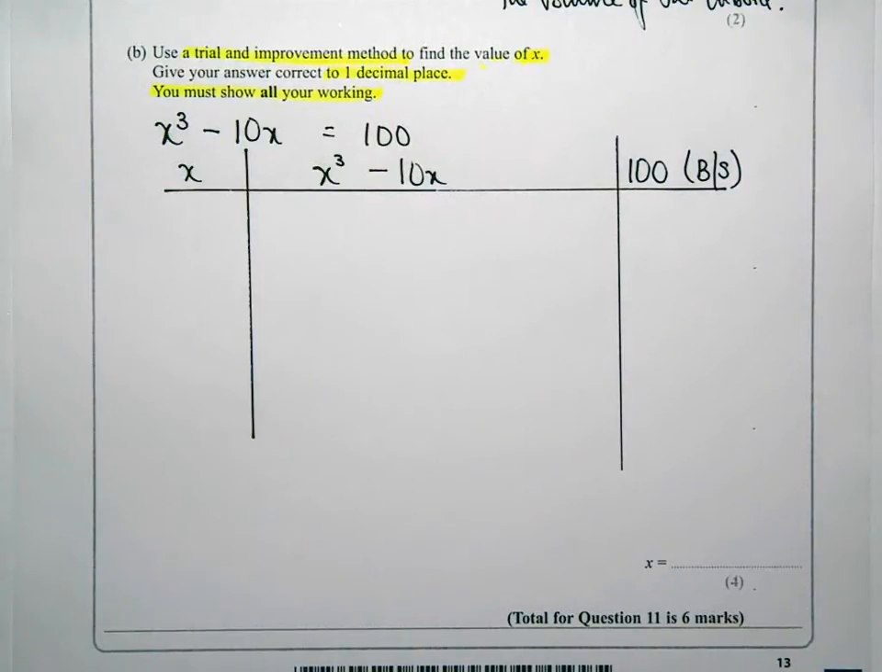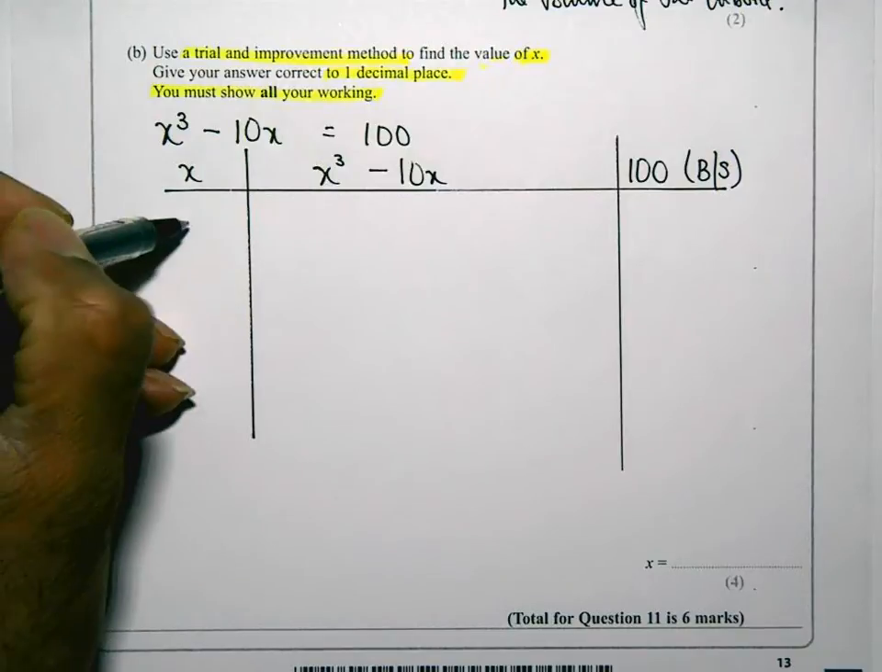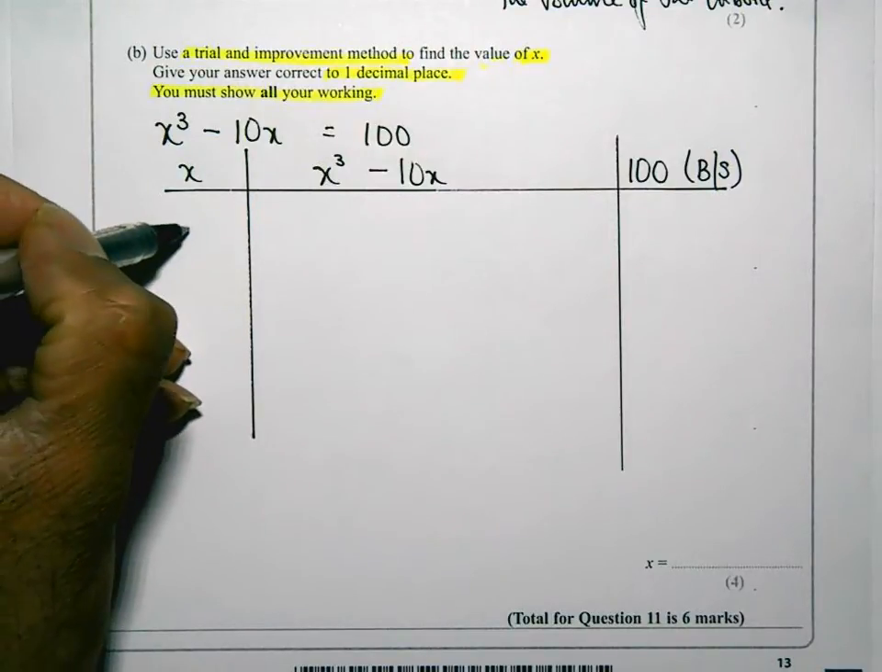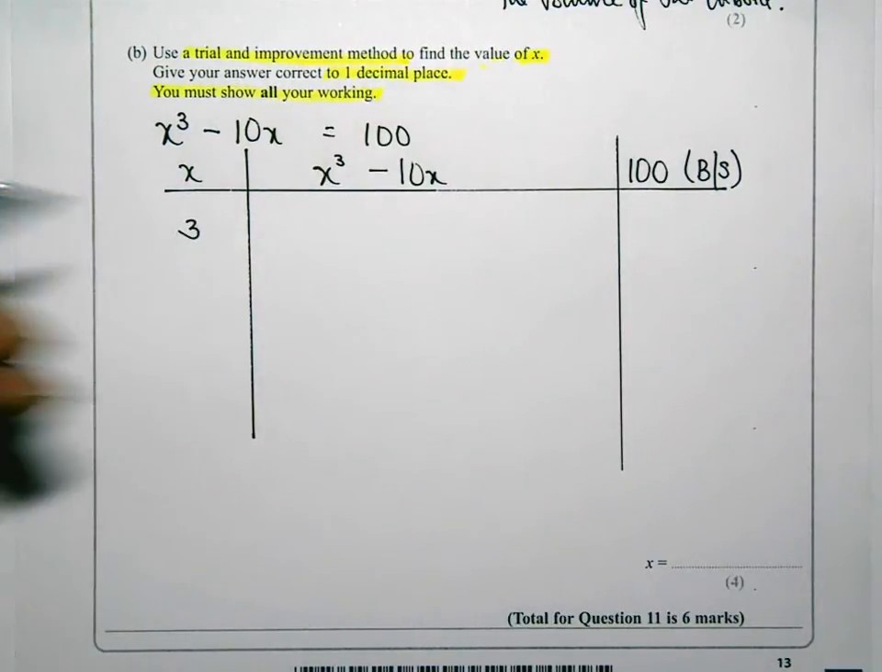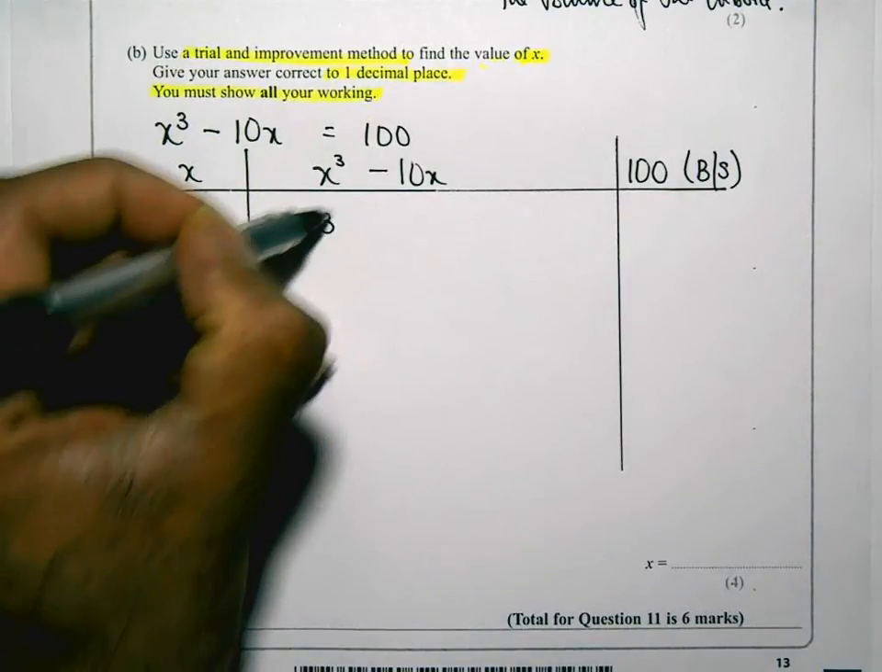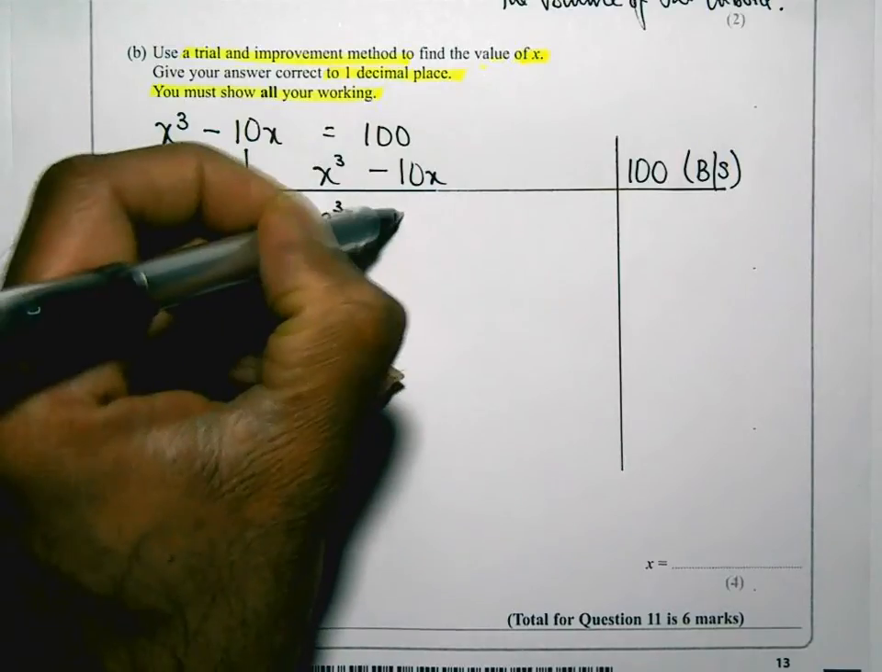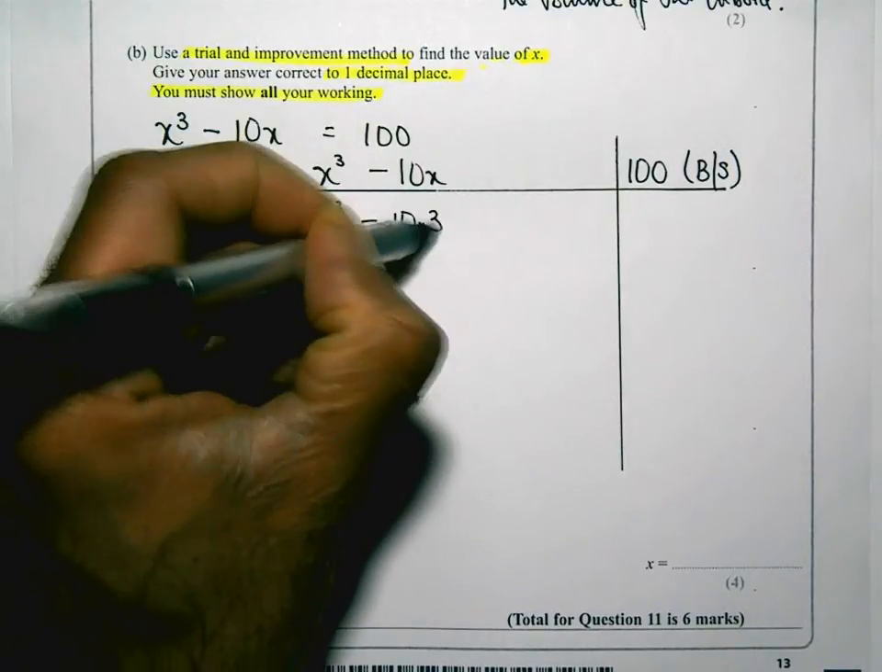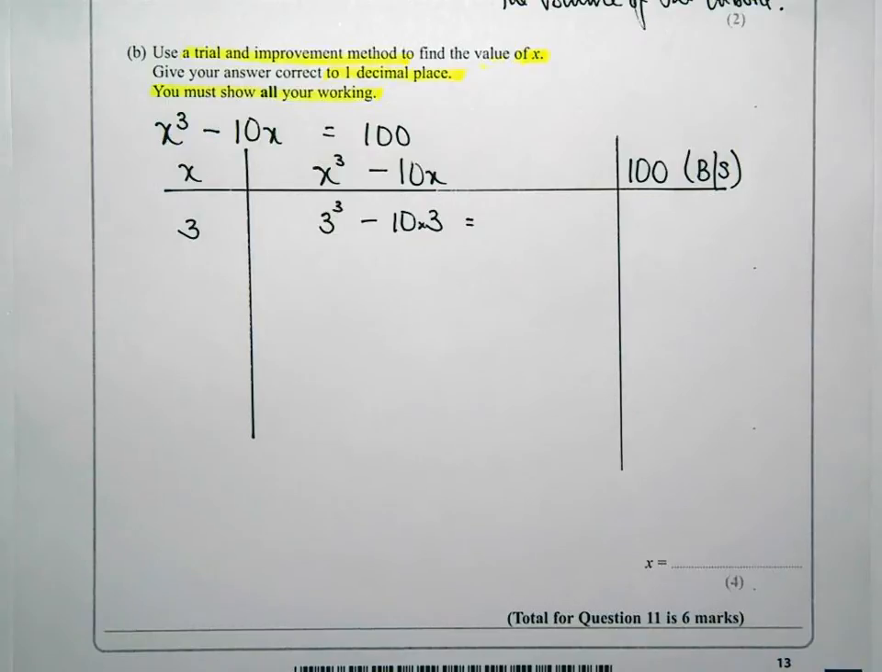Now, one of the things about this particular question is they haven't told you where to start off. They haven't told you possible numbers to begin with. So I'm going to pick out some random ones, right? So I'm going to just start with 3 for no particular reason, right? So I'm going to do 3 cubed take away 10 times 3 and see what that equals. And remember, my target is 100. So I'm going to be using the calculator a lot for this.